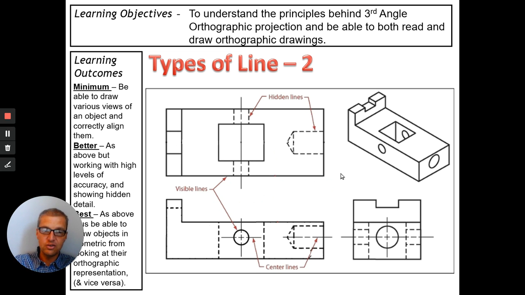So on this drawing, three different types of lines. We've got solid lines, we've got dashed lines, which are things that are there but that you can't see, and we've got these long dash center lines where the centers of circles are. Okay, so different types of lines.